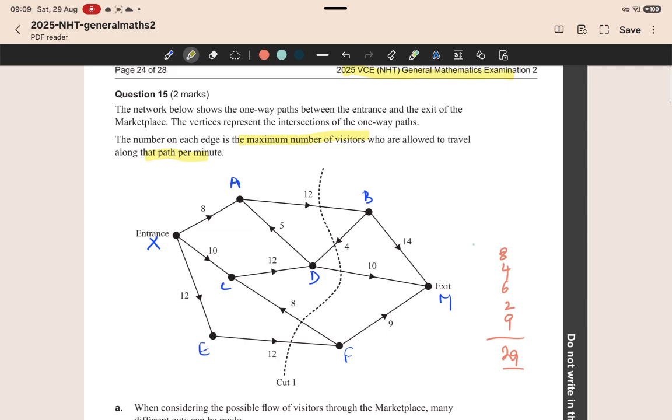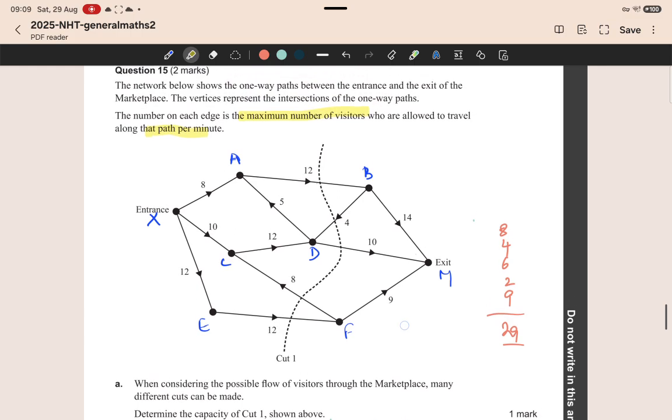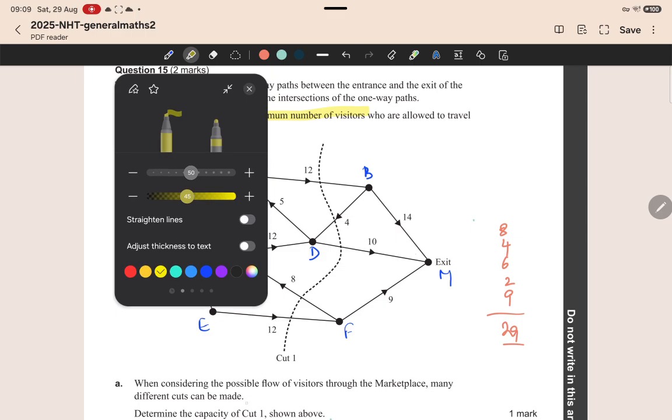The number on each edge is the maximum number of visitors who are allowed to travel along that path per minute. The first question says, when considering the possible flow of visitors through the marketplace, many different cuts can be made. Determine the capacity of cut 1.